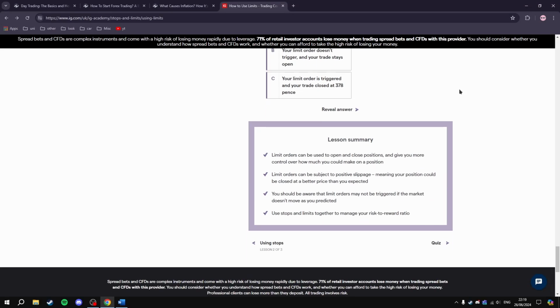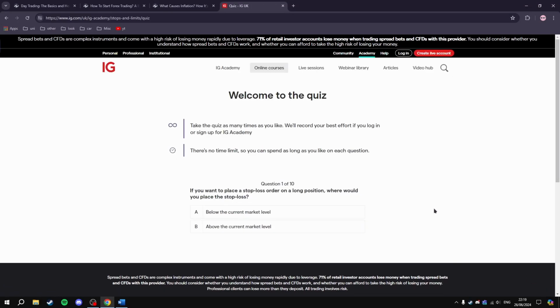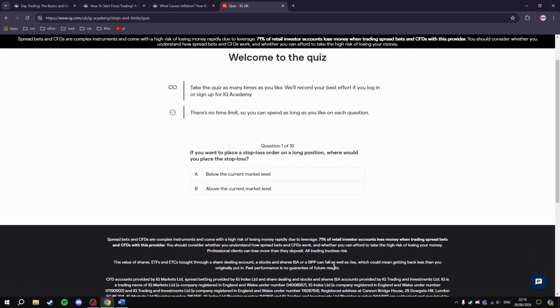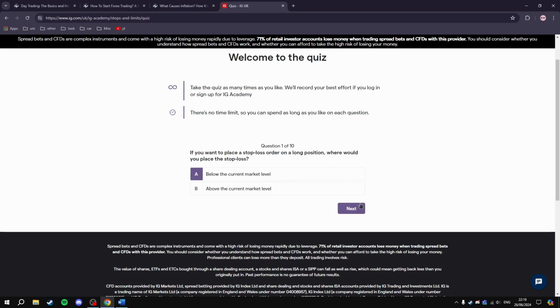Then there was the quiz and the lesson summary. Now we're in the final bit, which is the quiz to round this up. If you want to place a stop loss order on a long position, where would you place a stop loss? Below the current market level. Because going long, you're hoping it goes up, and you want the stop loss to be below it in case the market price didn't go up but dropped instead. So put a stop loss there to cap your losses.